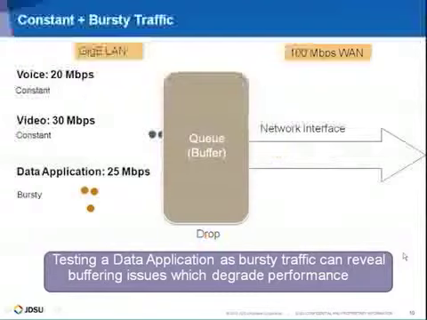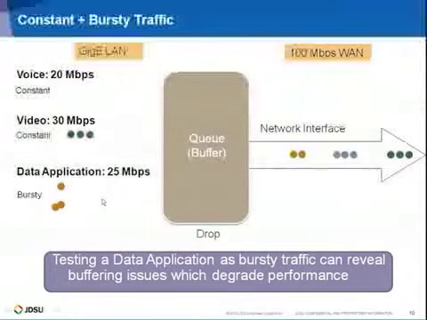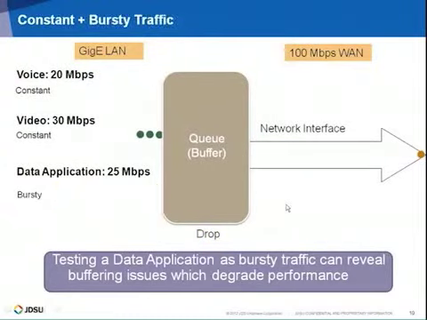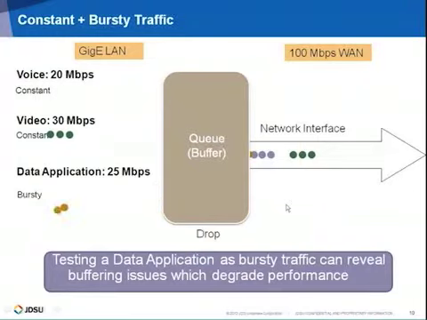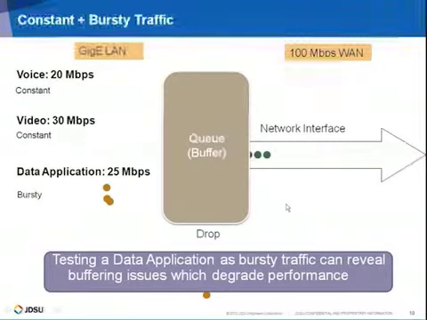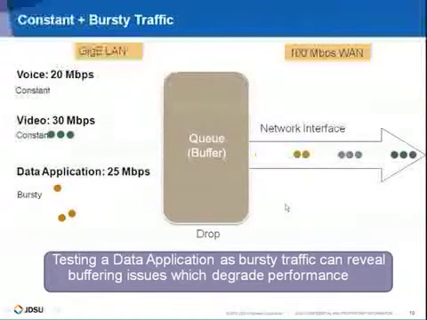So this is a better way to emulate your data traffic by sending bursty traffic, because that's what these data apps are really going to be doing on the network. And you can see that not changing anything in this scenario other than sending bursty data traffic through, the buffer now is stressed and is starting to drop packets or frames. And we've seen in some cases also that if the prioritization or queuing hasn't been set up properly, the data bursts can cause voice and video to start dropping as well.